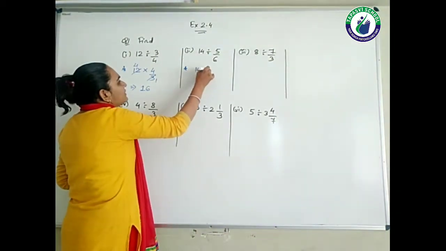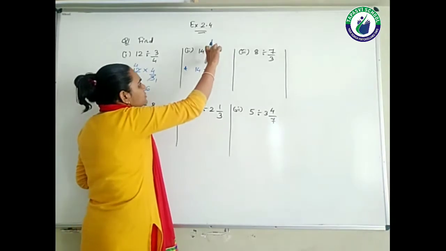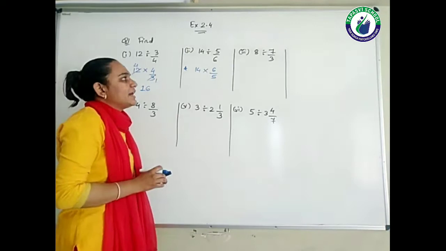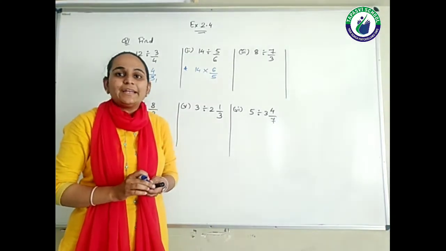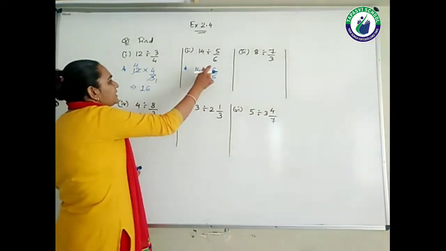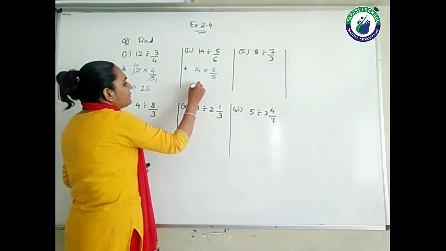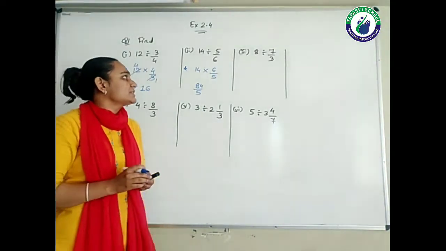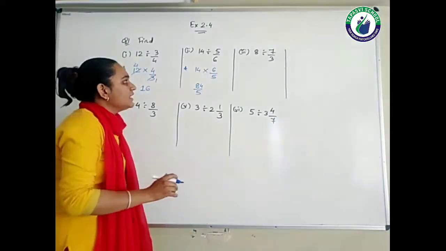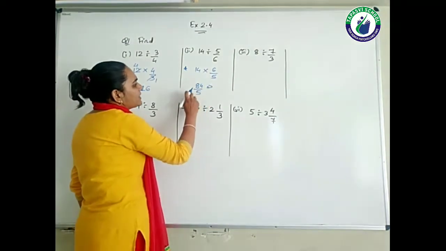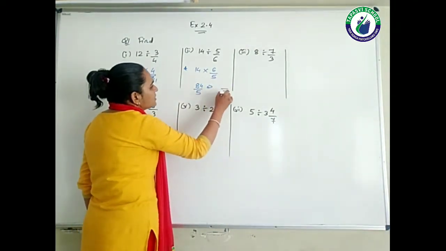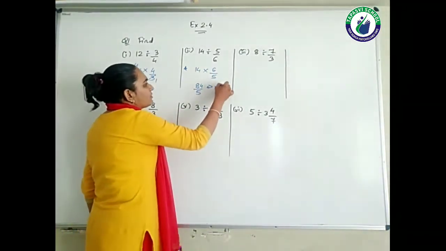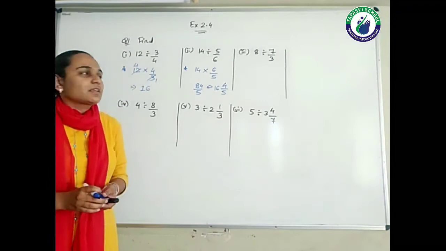14 divided by 5 by 6: convert the division sign into multiplication sign. 5 by 6, do the reciprocal of it, so 6 by 5. Now nothing can be cut, so directly we multiply. 14 times 6 is 84 upon 5. 6 times 4 is 24, 6 plus 2 is 8. 84 by 5. As it is an improper fraction, we can write it as a mixed fraction. So 16 fives are 80 and remaining 4. Is it okay, students? Right?